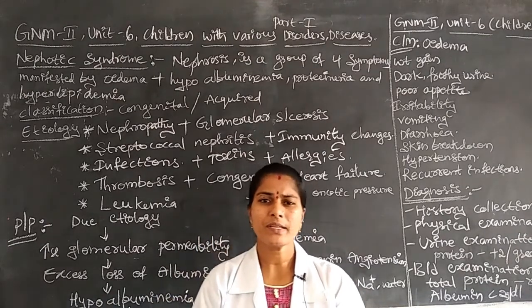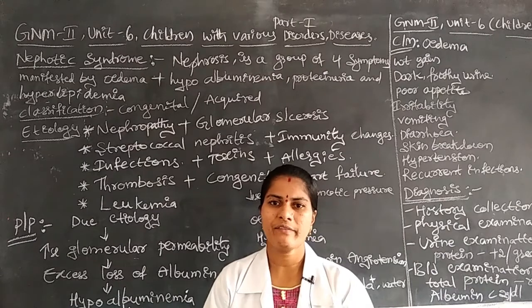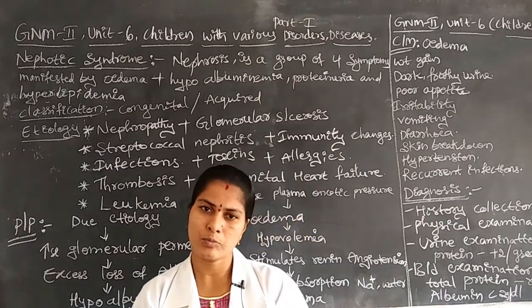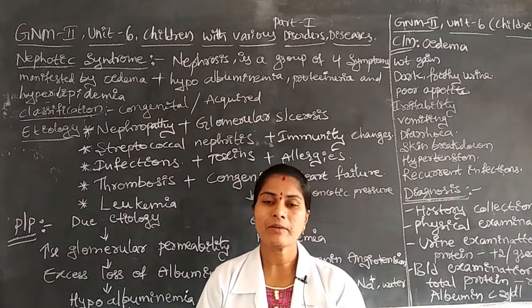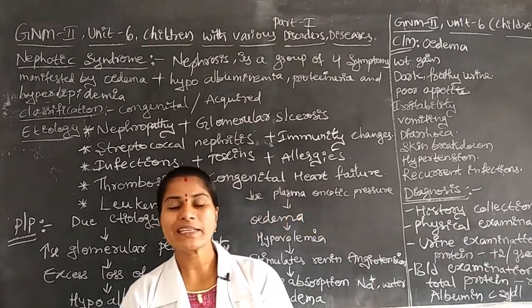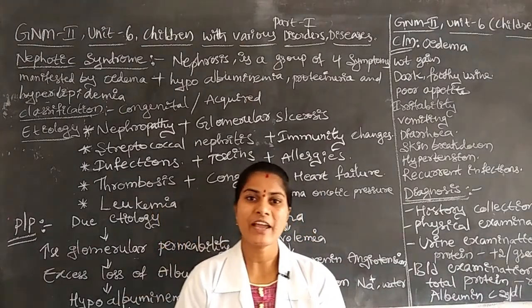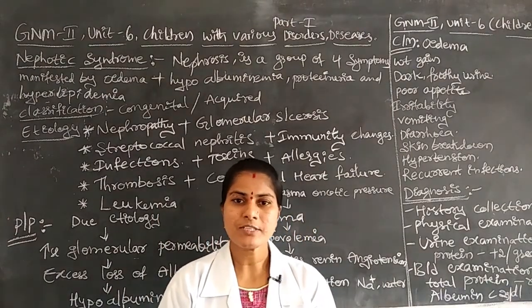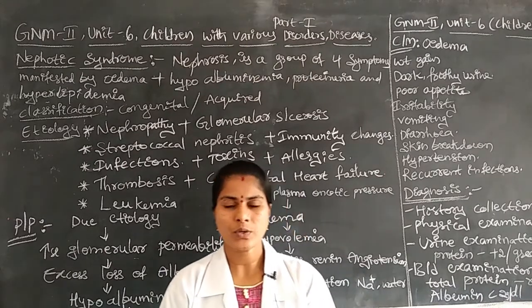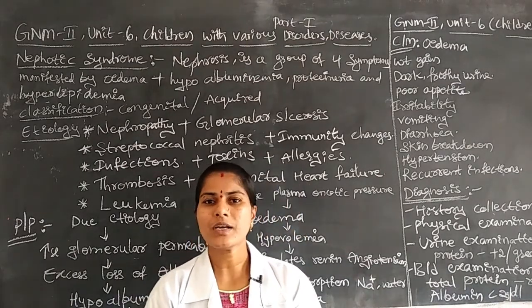Okay, by birth means congenital, along with the mother's womb. Why? Because when a pregnant lady, an antenatal mother, is affected by nephrotic syndrome during her pregnancy period, the disease may spread through the umbilical cord to the fetus.